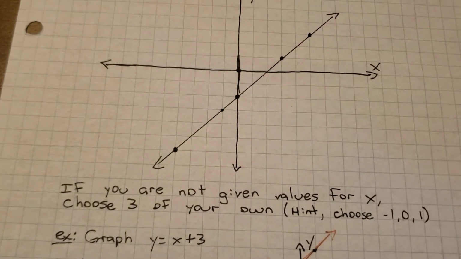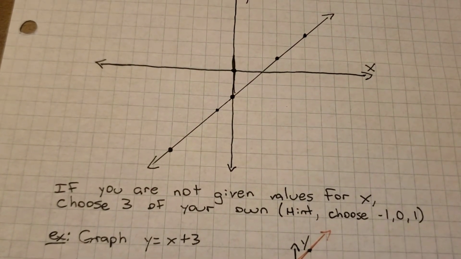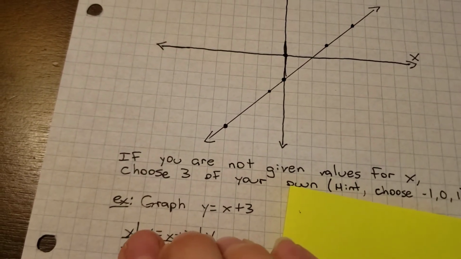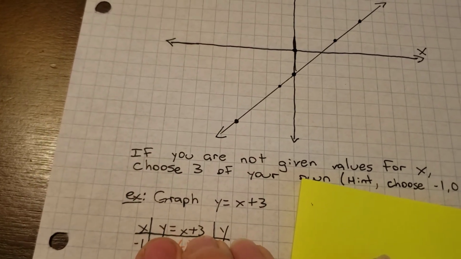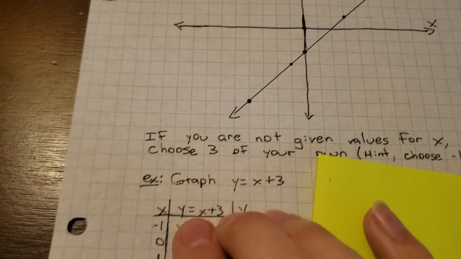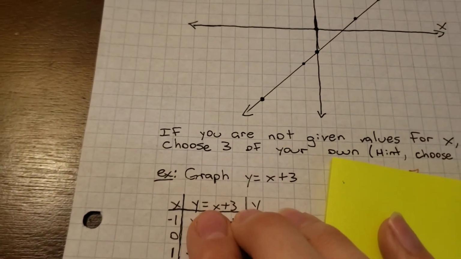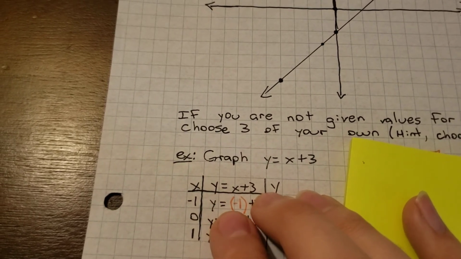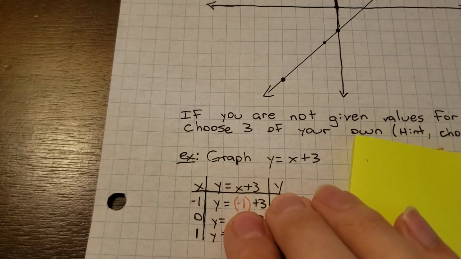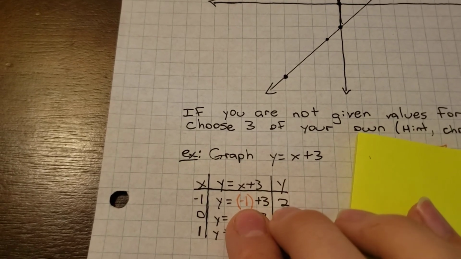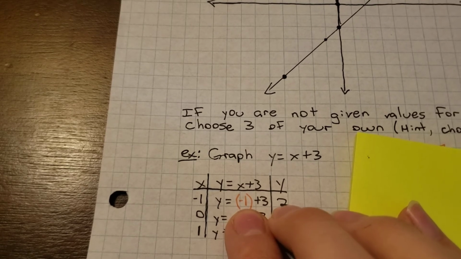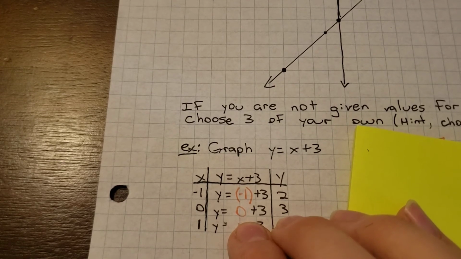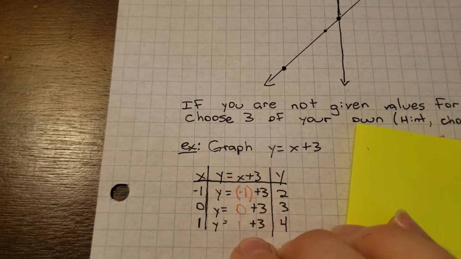Okay, now here is another example. Graph y equals x plus 3. Now in this case, we're not given x values, so I'm going to choose those three that I recommend. -1, 0, and +1. Okay, well, when I plug in -1 plus 3, I get my y value of +2. When I plug in 0, I get the y value of 3. When I plug in +1, I get the y value of 4.